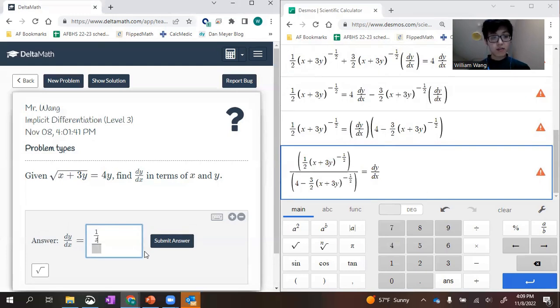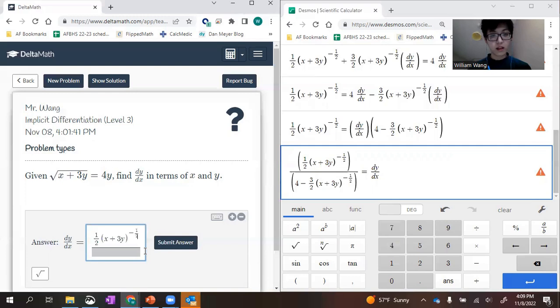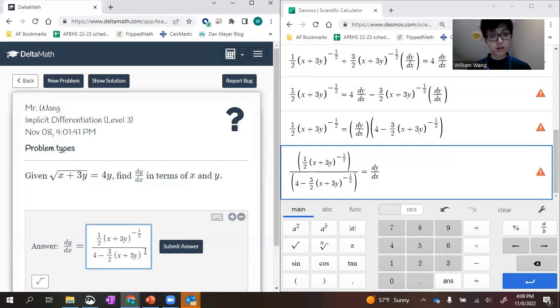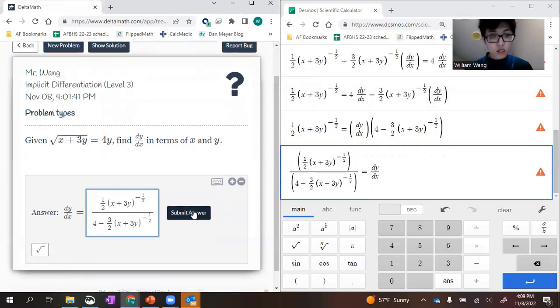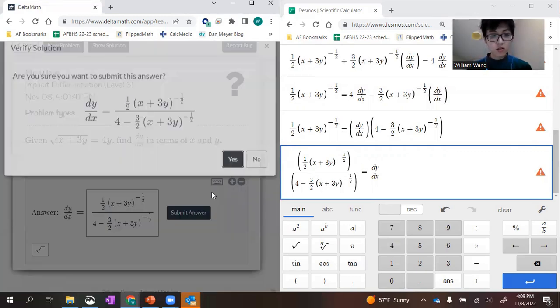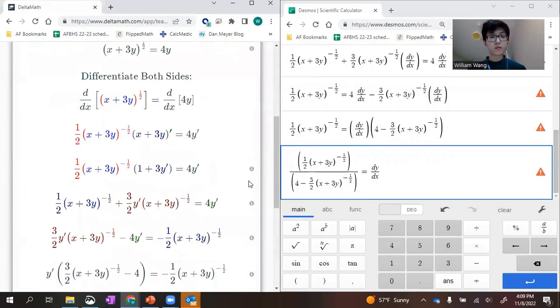1/2 (x plus 3y) to the negative 1/2 over 4 minus 3 over 2 (x plus 3y) to the negative 1/2. Did I type this out correctly? Don't want any mistakes. Good. Let's see. Sweet. Perfect.